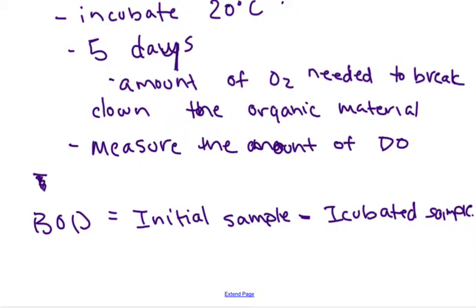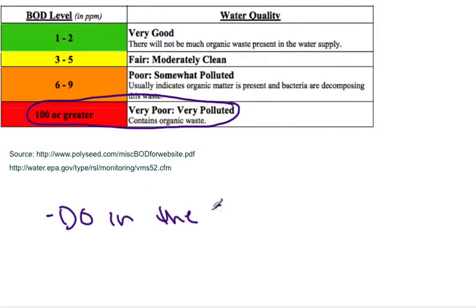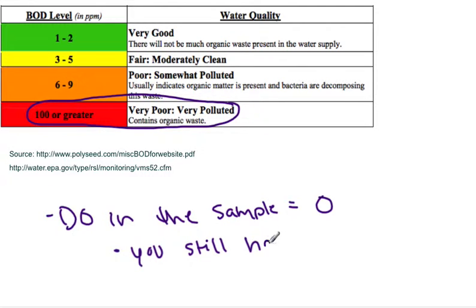But here's the problem. I'm going to change the screen. So if you need to pause it now to get what I wrote down, pause it. But here's the next screen I want to look at. If you have a very, very, very polluted sample, by the time you get to 5 days later, if the dissolved oxygen in the sample is 0, you have to change your experiment a little bit. So if it's 0 at the end of 5 days, you still have organic material in your bottle.